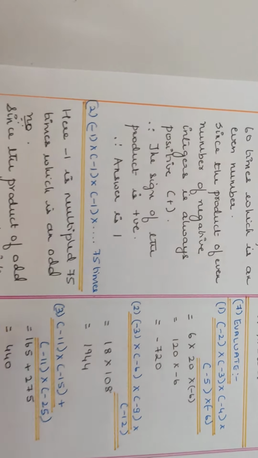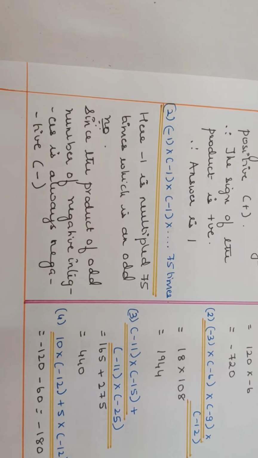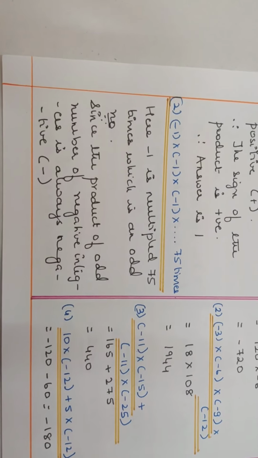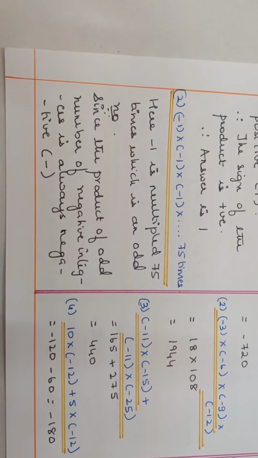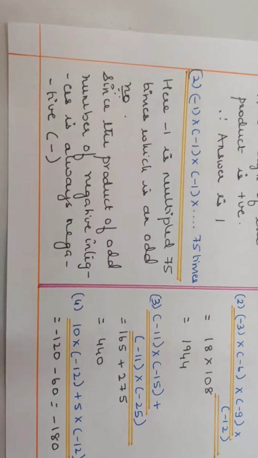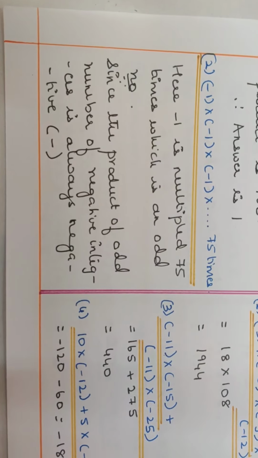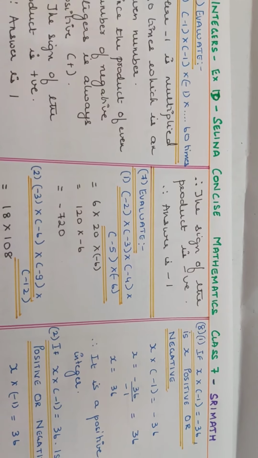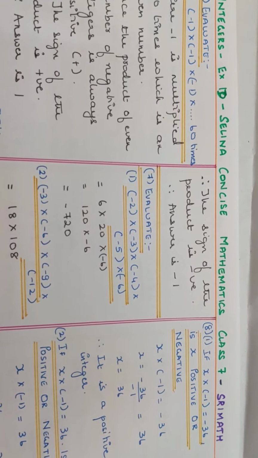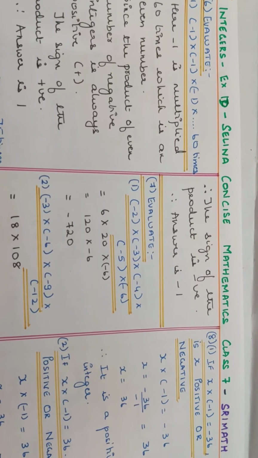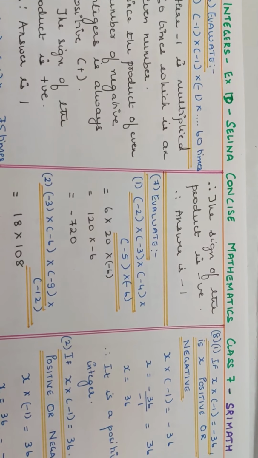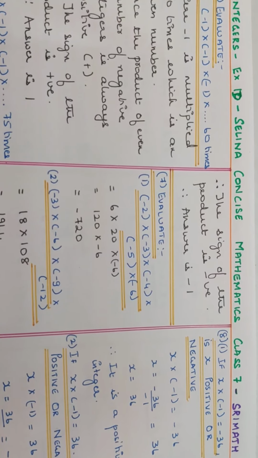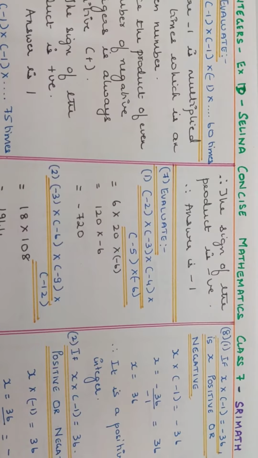Therefore, plus 1. Moving on to the next sum, minus 1 into minus 1 into minus 1, 75 times. Here, minus 1 is multiplied 75 times, which is an odd number. Since the product of an odd number of negative integers is always negative, the sign of the product is negative. Since all the numerals are 1, any number of times you multiply 1, the answer is 1. And because of the sign concept, you get a negative sign here and the answer becomes minus 1.